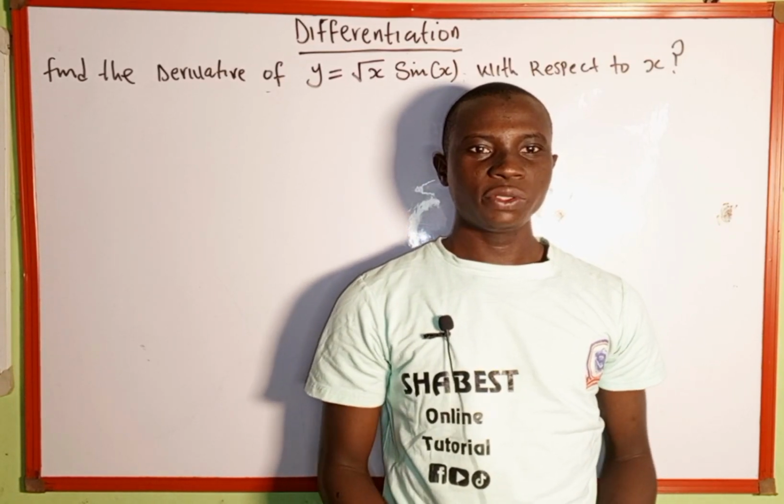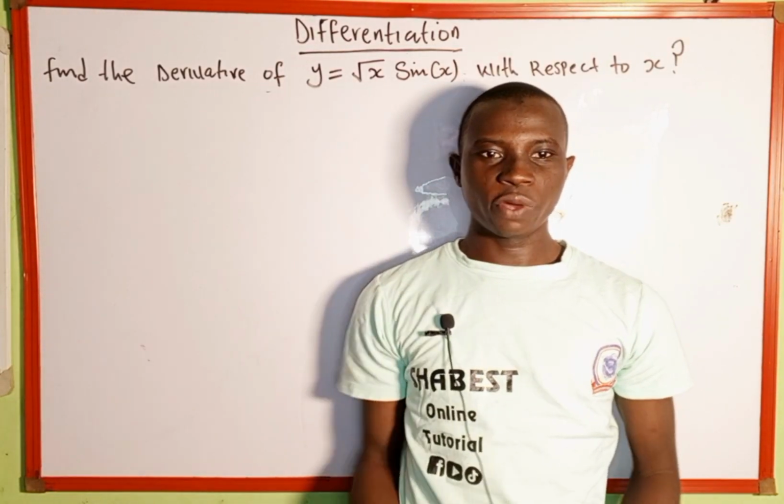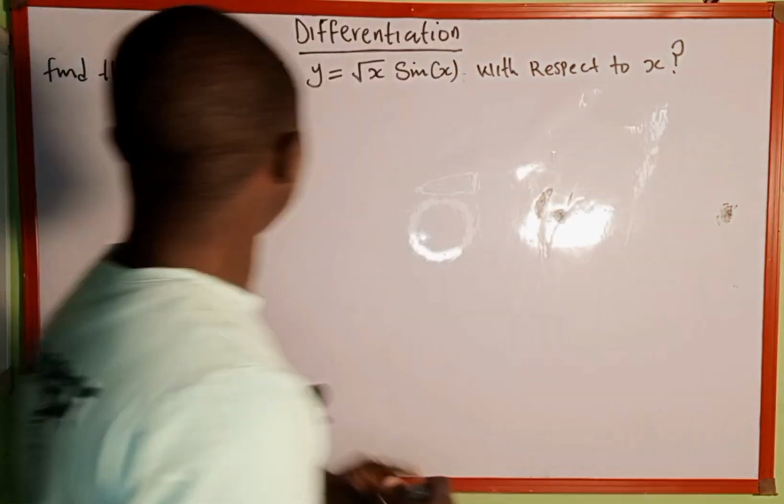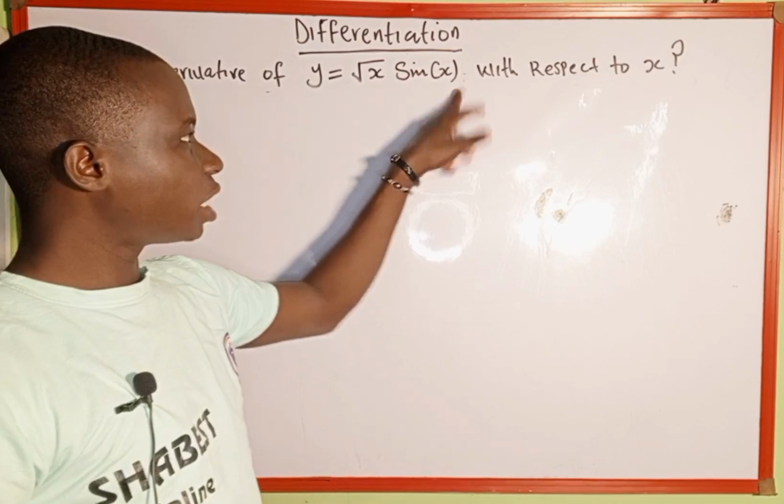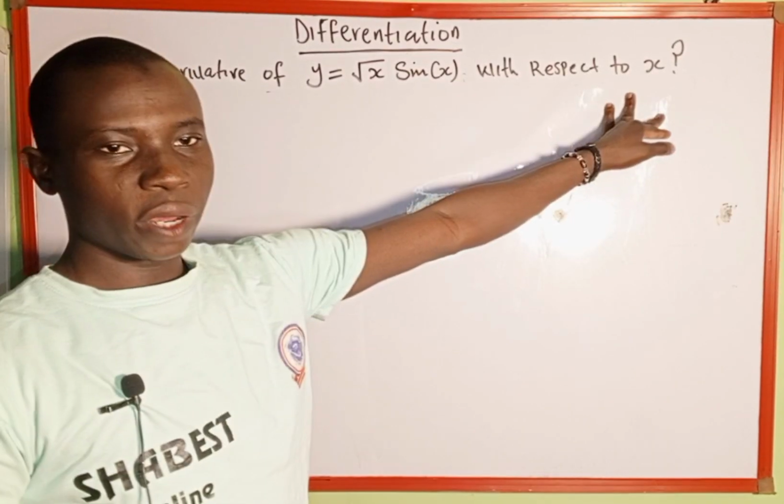In today's tutorial, we're going to learn how to differentiate this function with respect to x. And the given function is what? y is equal to root of x multiplied by sine of x. We are asked to differentiate the function with respect to x.